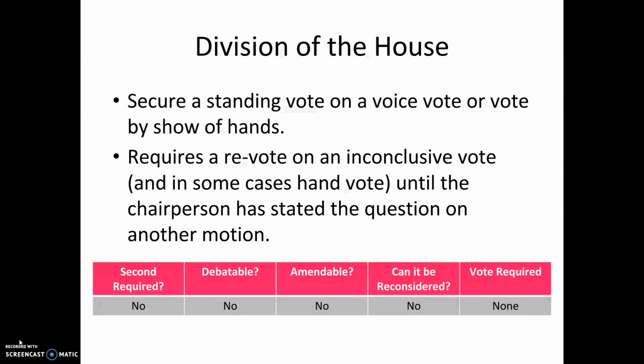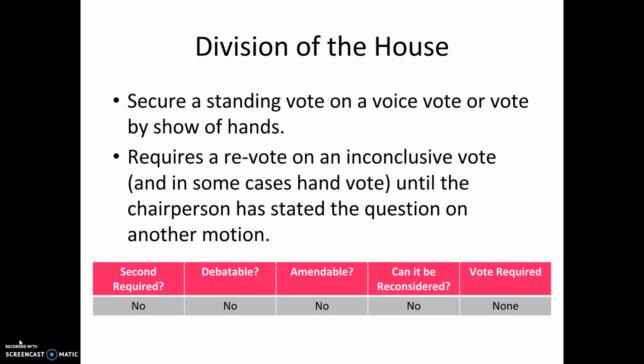Division of the House. So this calls for a counted vote. Okay, so you're either going to use a standing vote or vote by show of hands, something like that. So you call for a voice vote and the decision is unclear. That's when you would call for division of the House, and you would say, we need a counted vote here.